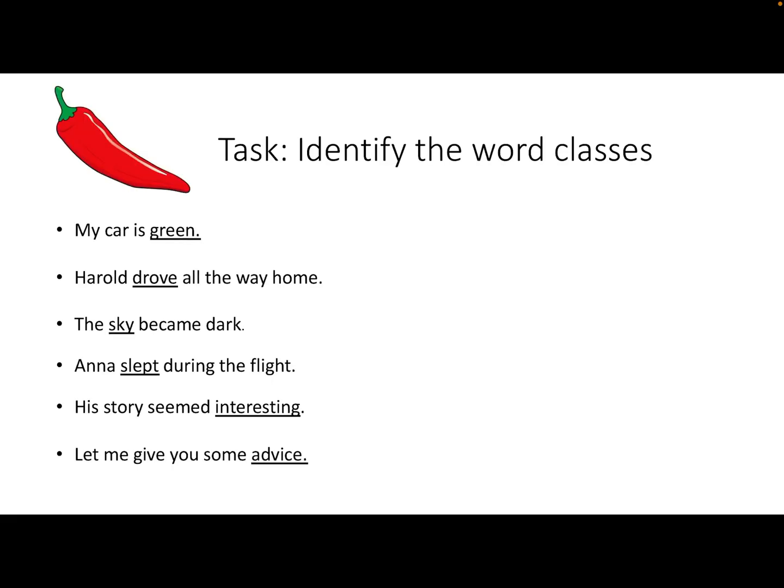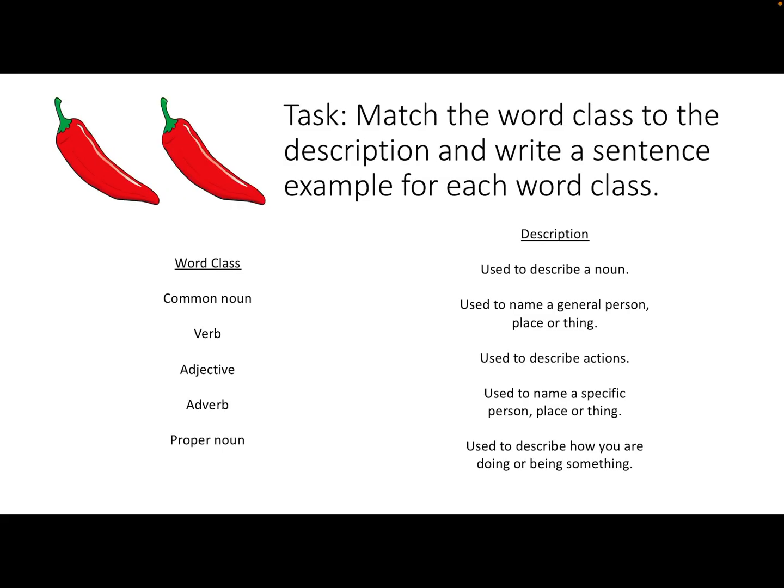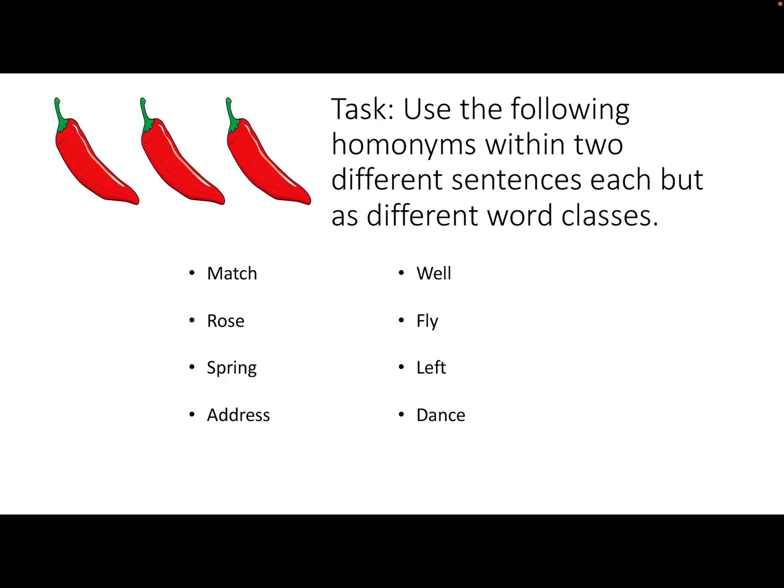Okay, so what I want you to do is identify the word classes. This is for the underlined words. So next to them, write out what the word class is. Next, I want you to match the word class to the description and write an example. So for example, we've got a common noun. Which of those descriptions is a common noun? So the way you might want to lay this out is you might want to write common noun, then the description, and then put it as an example.